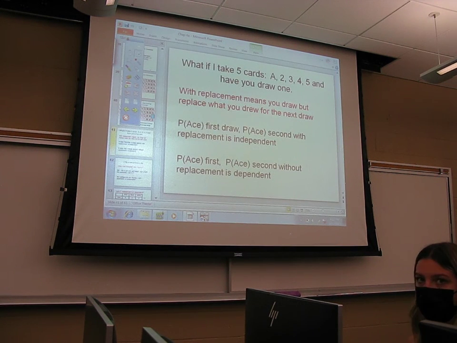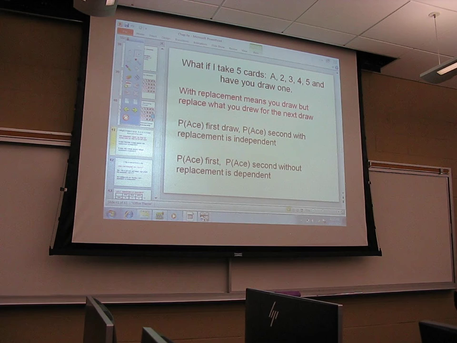Let's try something else. I'm going to take 5 cards, ace through 5. Good? I'm going to mix them up. Draw a card. What's the probability she draws an ace? Okay, so here are the 5 cards, ace through 5. What's the probability that she draws an ace? 100%? What? 1 out of 5. Draw a card.